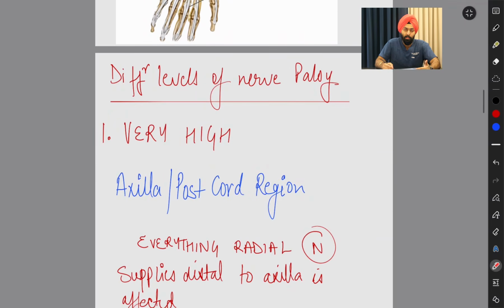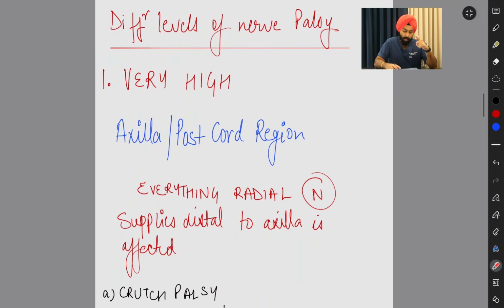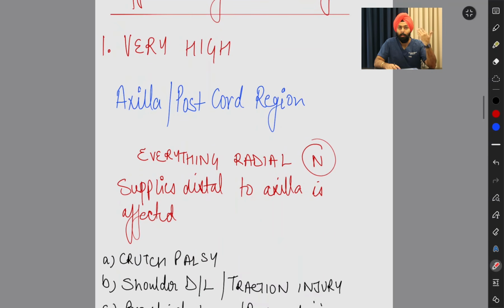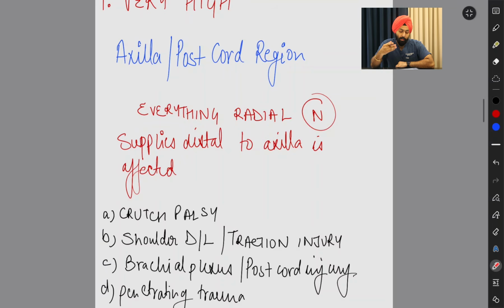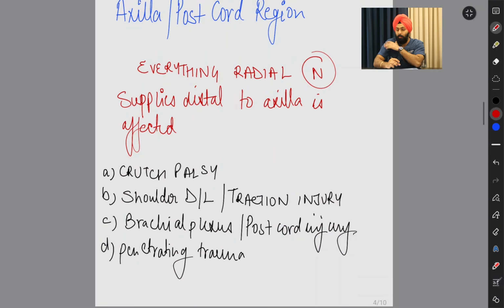Now we are going to discuss the most important part of this topic, that is the different levels of nerve palsy. The first one is the very high. Once we have compression at the level of the axilla or the brachial plexus, the posterior cord region or so, everything the radial nerve supplies distal to the axilla is affected in this condition. So we have the blockade here, and everything distal to it gets disrupted.